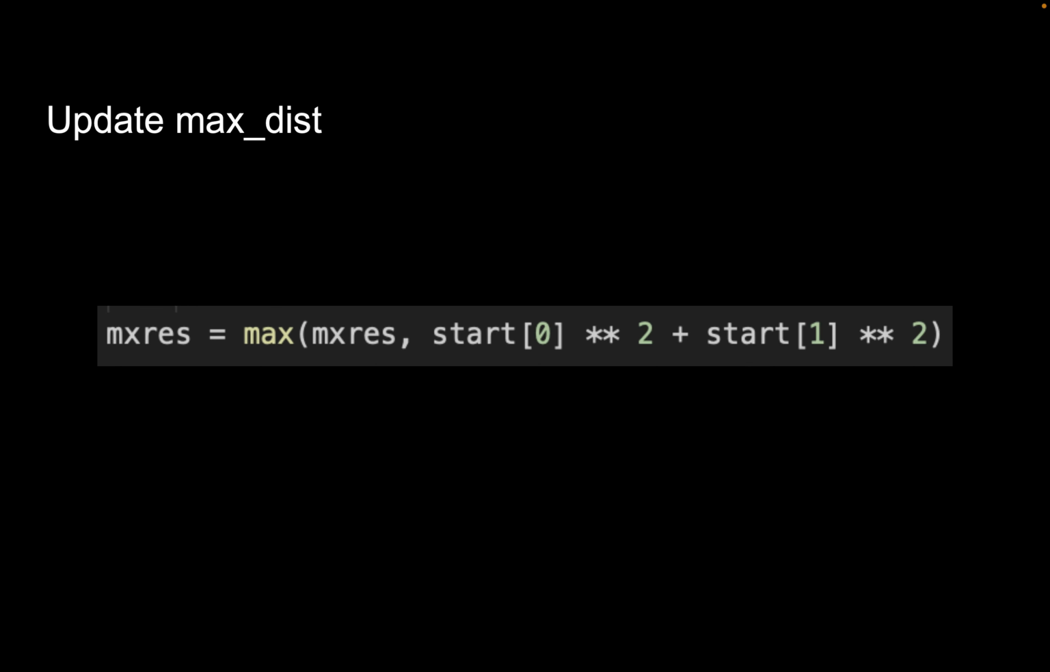And we also need to update our max distance at the end of each movement that we see in the grid, and we return the max result, which will be the result of our analysis.